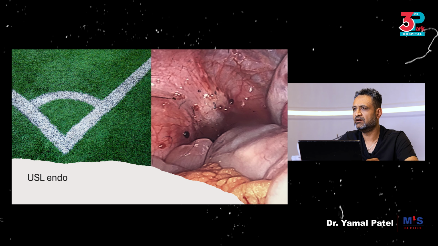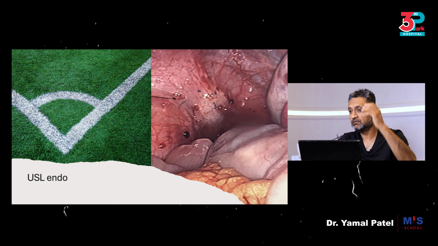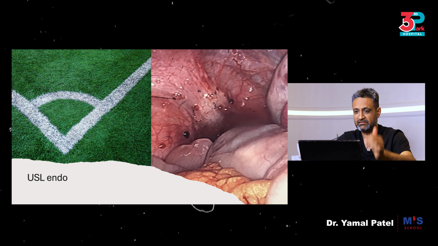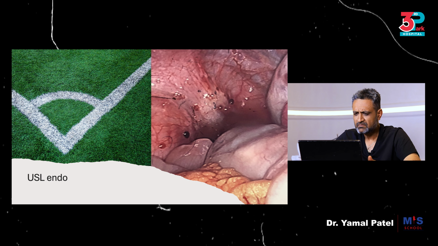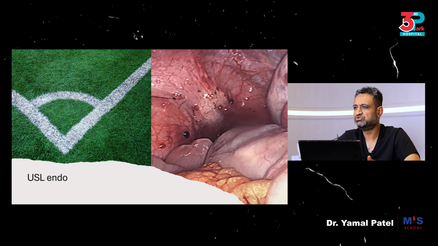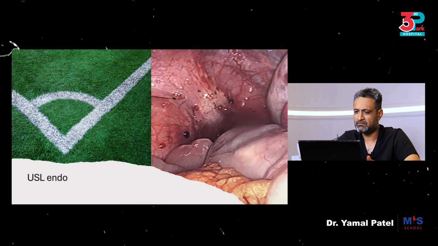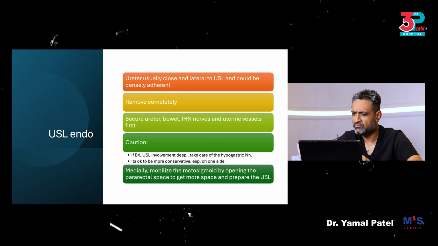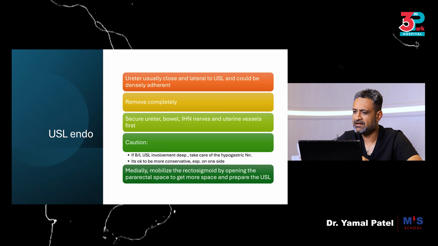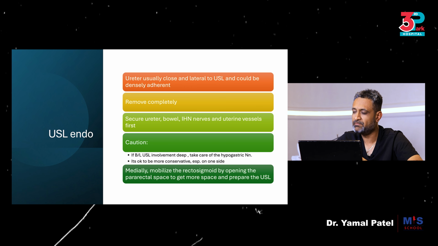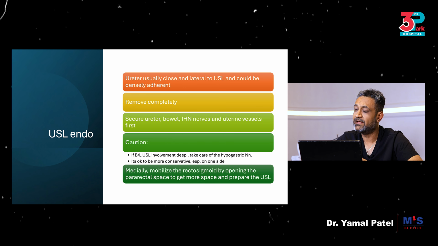So we'll start off with each endometriotic area one by one. To begin with, let's start with uterosacral ligament endometriosis. So what are we to know about the uterosacral endo? Number one, the ureter is usually close and just lateral to the uterosacral ligament and could be densely adherent in endometriosis involving the uterosacral ligament.